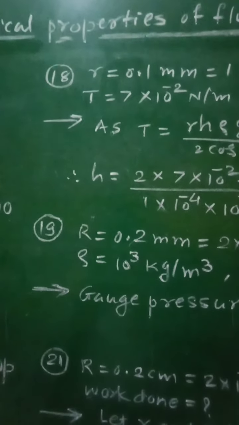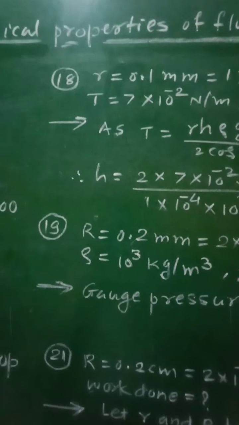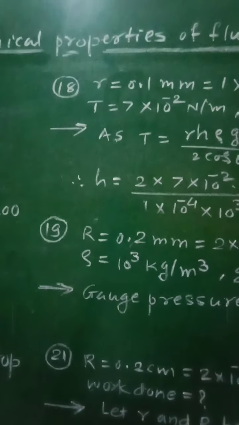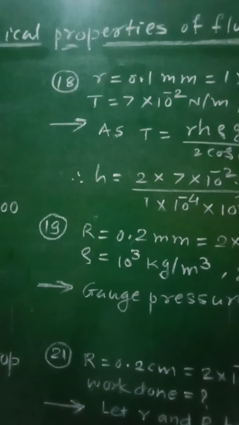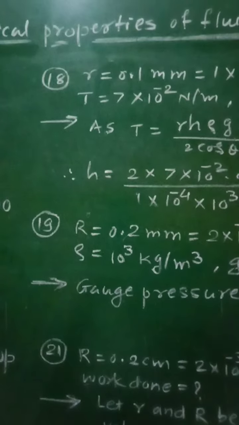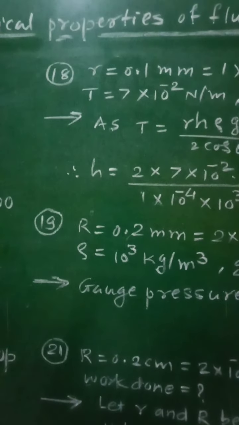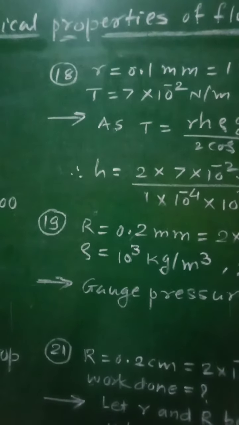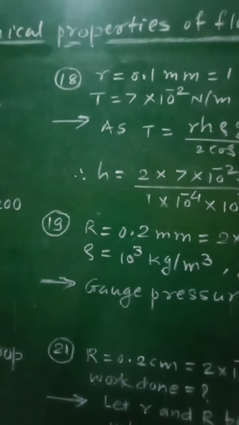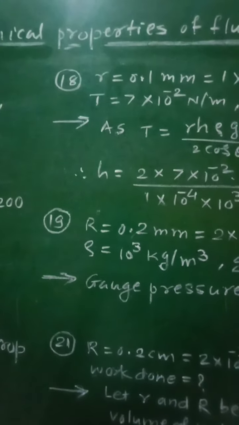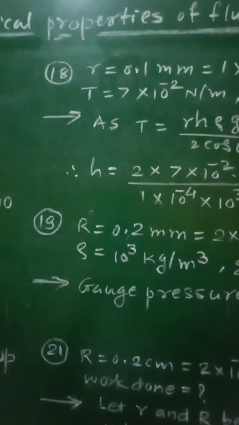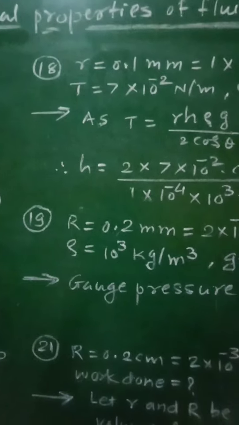inside a clean glass capillary tube of radius 0.1 mm when immersed in water of surface tension 7 into 10 raised to minus 2 Newton per meter. The angle of contact between water and glass is 0. Density of water is 1000 kg per meter cube, and g equal to 9.8 meter per second square.